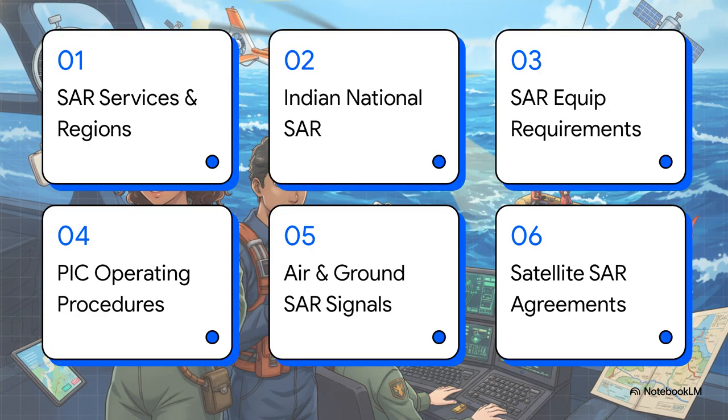Now, we operate on a strict zero-skip policy here for your DGCA exam prep. So today's agenda covers Section 1, SAR Services and Regions, Section 2, Indian National SAR Provisions, Section 3, SAR Aircraft Equipment Requirements, Section 4, Pilot and Command Operating Procedures, Section 5, Air and Ground SAR Signals, and finally, Section 6, SAR Satellite and Agreements. All right, let's get into it.